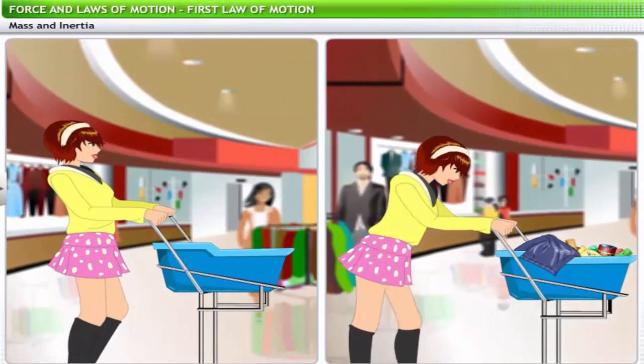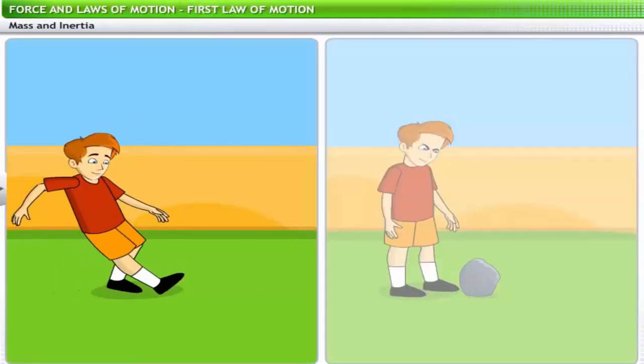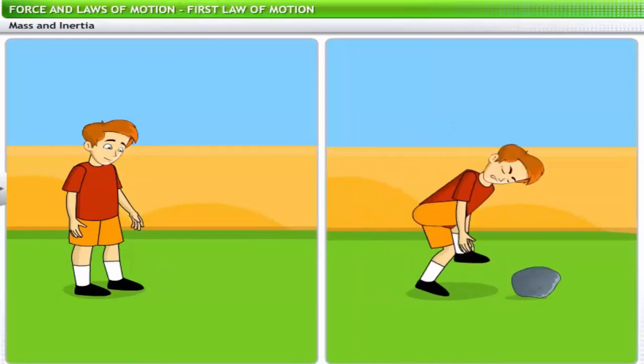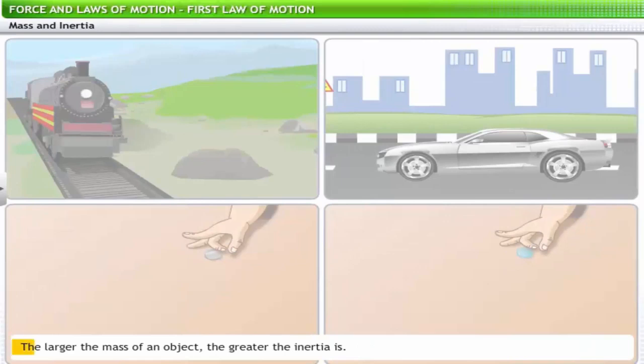It is easier for you to push an empty box, right? Kicking a football around is fun. But would you try kicking large stones of the same size? No, that would hurt, as you can see. So, remember, the larger the mass of an object, the greater is the inertia.